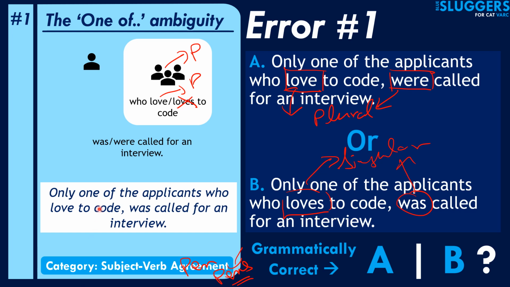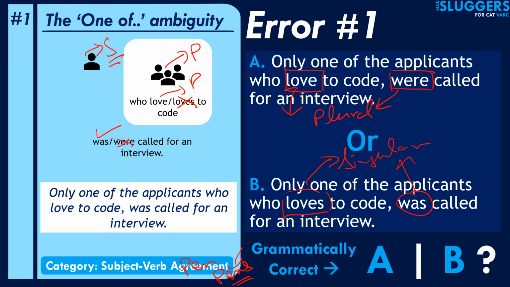Similarly, if you read the rest of the sentence, it says only one of the applicants was or were called for an interview. Now for the auxiliary verb was or were, what is the apt subject? The apt subject is not all the applicants, because not all of them were called, right? The apt subject here is only one of the applicants. Like this one applicant was called for an interview. Hence the subject in this case is singular in nature, and hence it should take a singular verb, right?